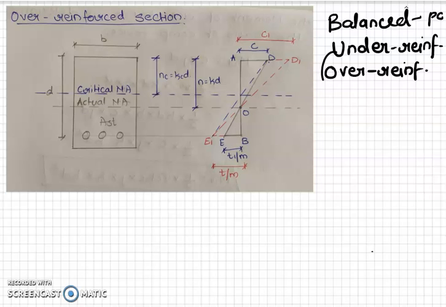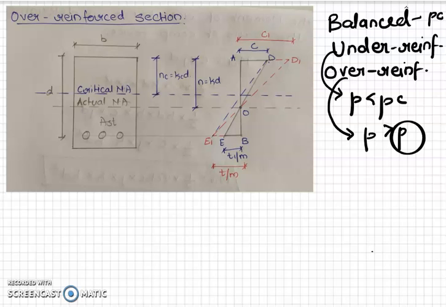So for under reinforced section, value of P was less than PC. For over reinforced section, value of P will be more than PC. More than that is required. That's the reason it is called an over reinforced. More reinforcement. Reinforcement is steel. So over reinforced section. Now in this section, reinforcement provided is more than the critical one, that is value PC. So this particular figure shows an over reinforced section.